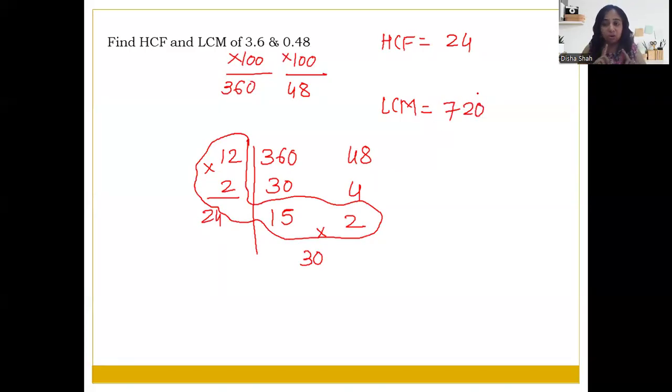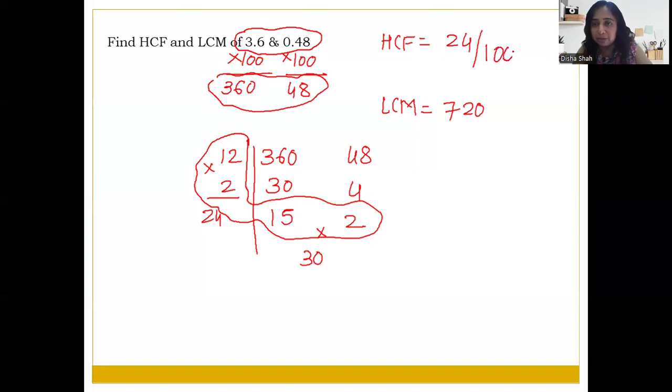But this is not the HCF and LCM. क्यों? क्योंकि this is not the number. 360 and 48 का HCF LCM नहीं निकालना था, हमें तो 3.6 और 0.48 का HCF LCM निकालना था. तो हमने हमारे कन्वीनियंस के लिए 100 से मल्टीप्लाई किया था. So once again we have to divide it by 100. So 24 divided by 100 is 0.24 and 720 divided by 100 is 7.2. So HCF is 0.24 and LCM is 7.2.